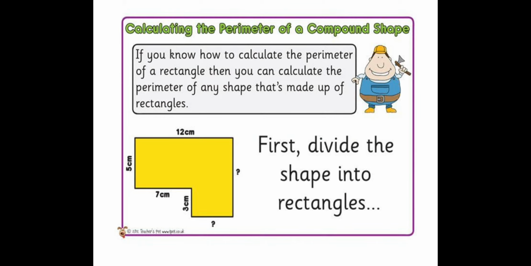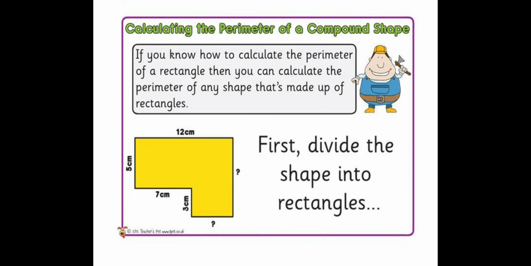Now, again, here we have another example, and here they're giving you information that if you know how to calculate the perimeter of a rectangle, then you can calculate the perimeter of any shape that's made up of rectangles. First, you have to divide the shape into rectangles. So as you can see here, we have 5, 12, and then we have 2 unknown sides, and then 3 and 7. Now to know the unknown side that is on the right, if you can see, it's the total of 5 centimeters plus 3 centimeters. So on the side, it is 8 centimeters.